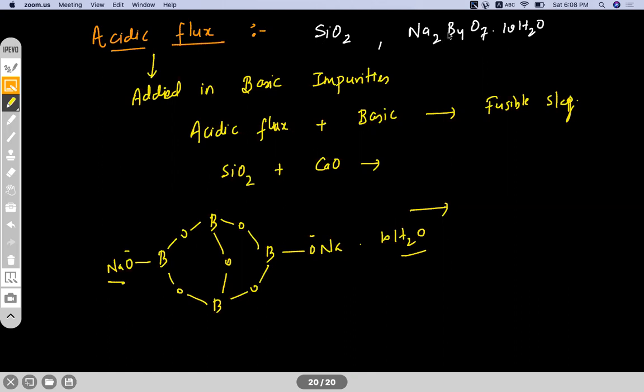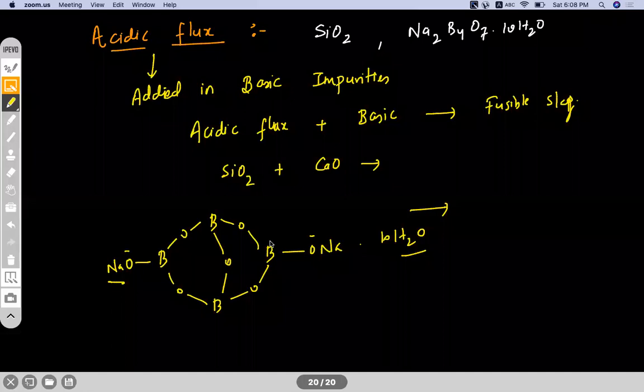This acid-base behavior is relative. You can say this one is more basic, the other one is less basic. That we can discuss. Overall, what we are doing is considering whether the reaction with the non-fusible slag is possible or not. So yes, it is true.